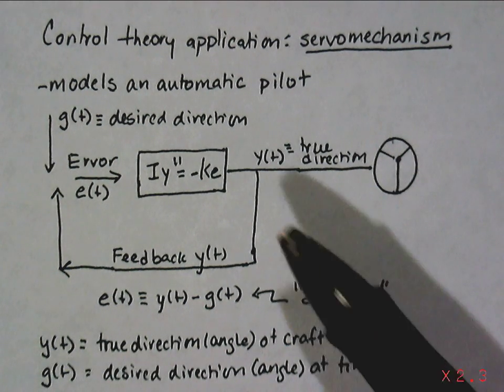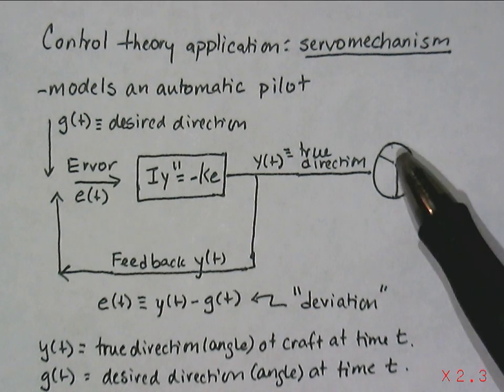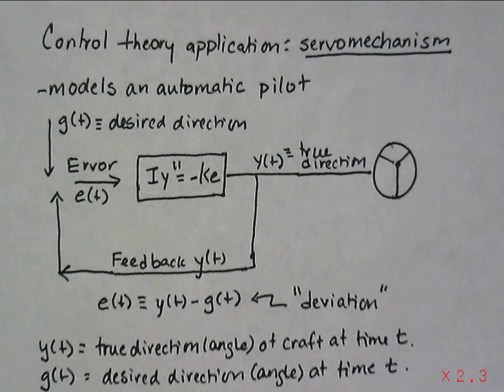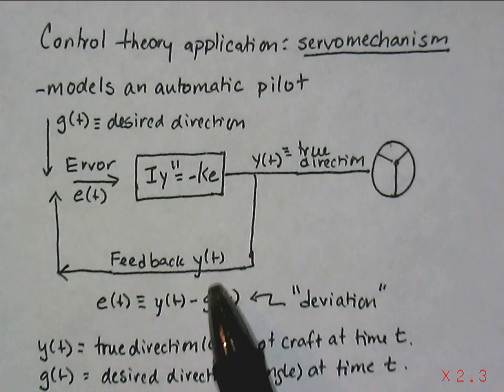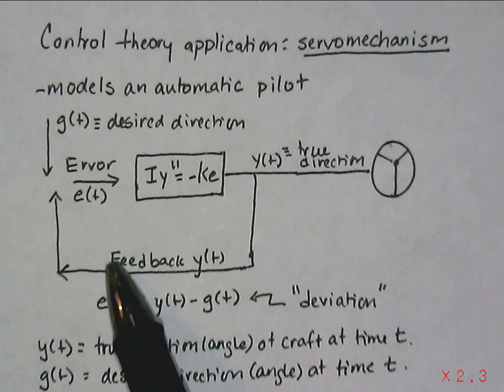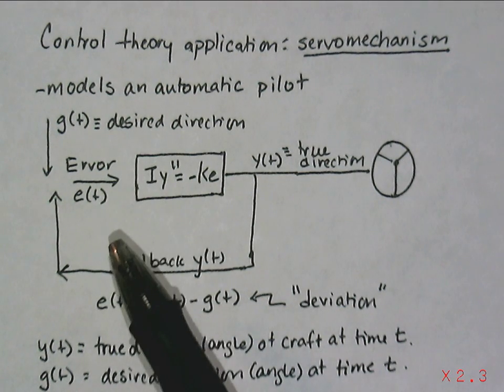The basic model is this, that you have a desired direction given as a function g of t, but there's a true direction that you're currently achieving, which is given by a function y of t on the steering mechanism. And the goal is to provide the feedback with what's really happening in the true direction back to the system so it can correct to achieve the desired direction.